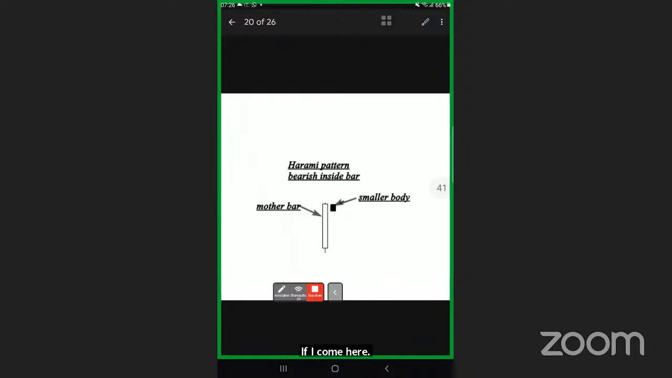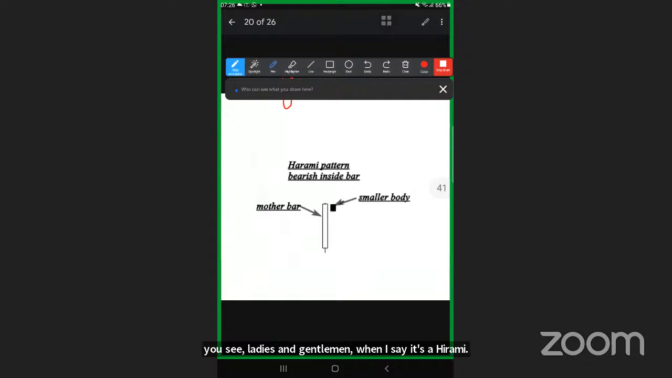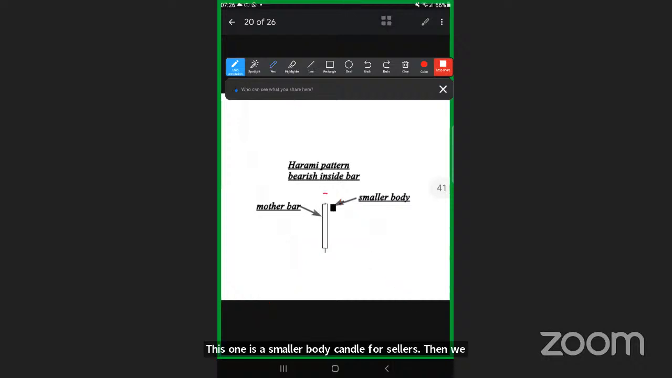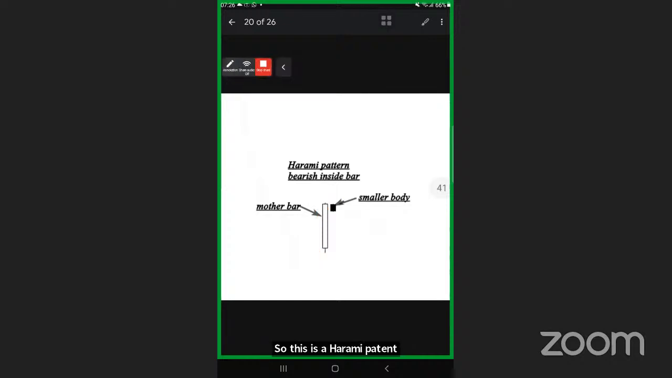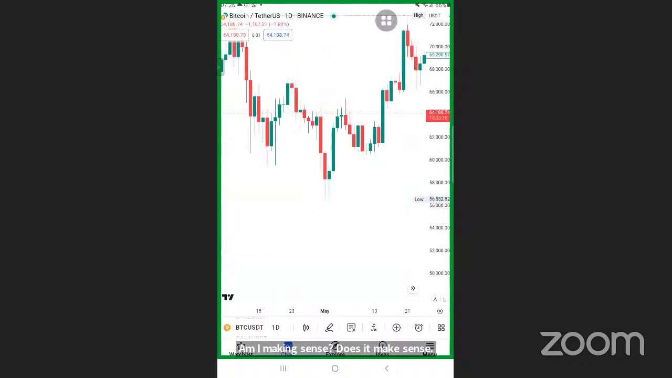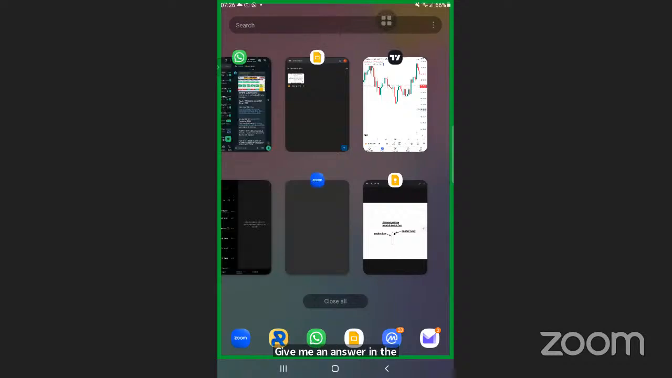Can you see, ladies and gentlemen, when I say it's a Harami pattern, the market is coming from this direction. This candle is a mother candle for buyers. This one is a smaller body candle for sellers. Then we saw the market went down. So this is a Harami pattern. Does it make sense, guys? Give me an answer in the chat if I'm making sense.